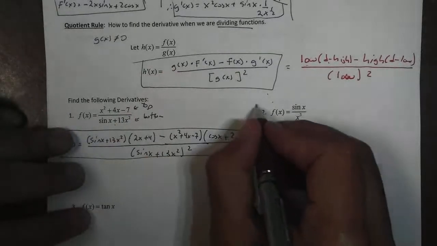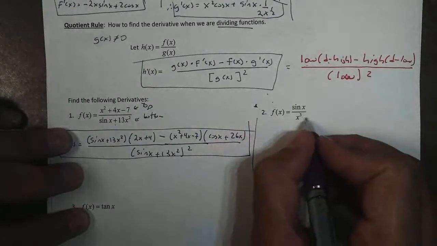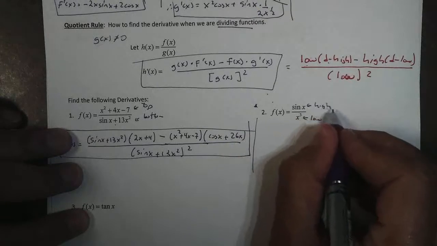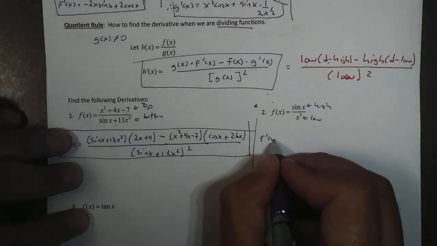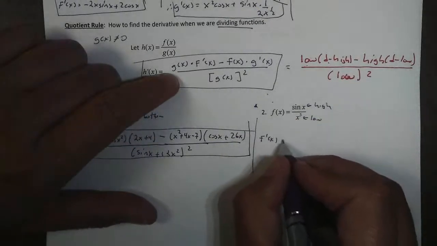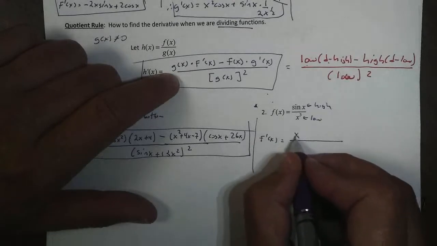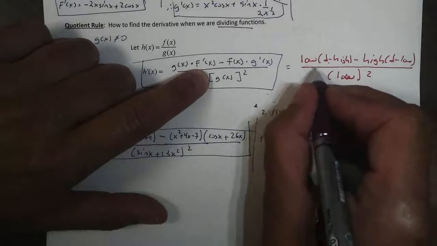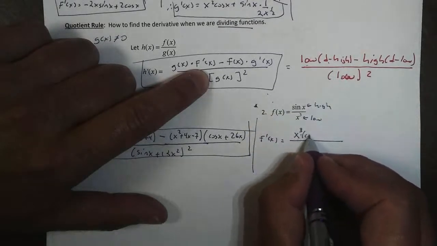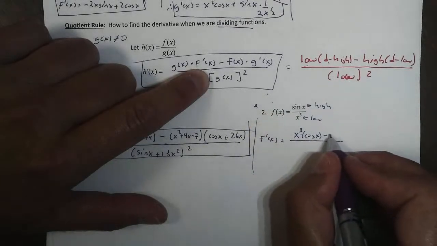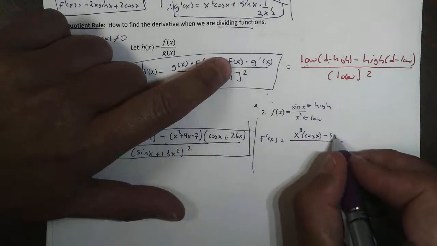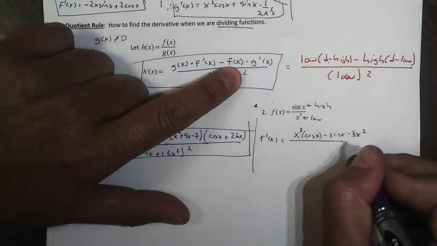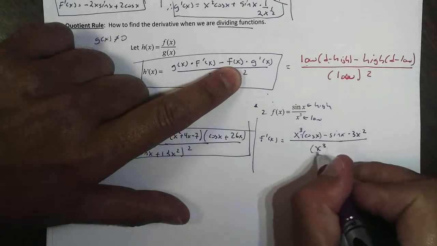So let's take a look at number 2. Same idea. There's my bottom. There's my low. And there's my high. So my rule, the bottom function, which is x cubed, times the derivative of my top function, or low d high, cosine of x, minus high, or my top function, d low, that's the derivative of my bottom, 3x squared, all over the bottom squared.